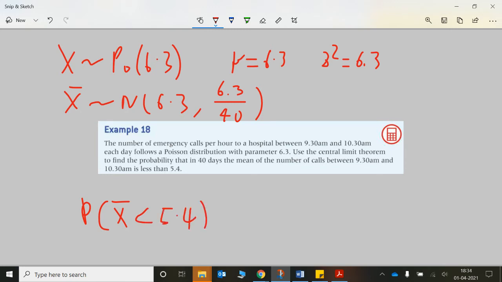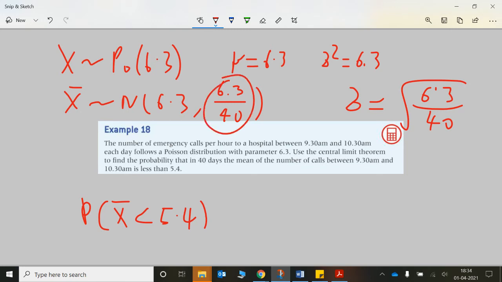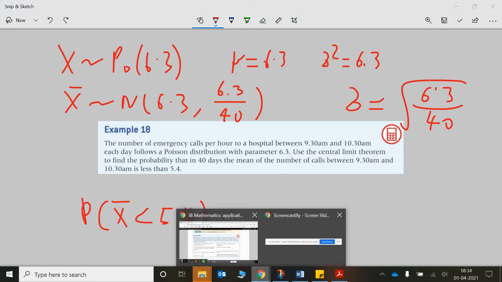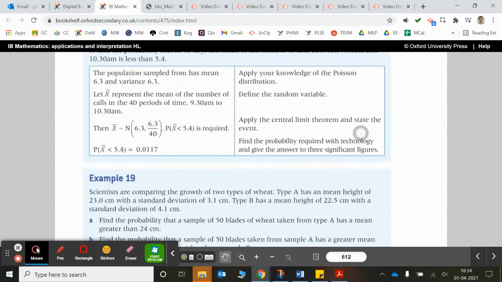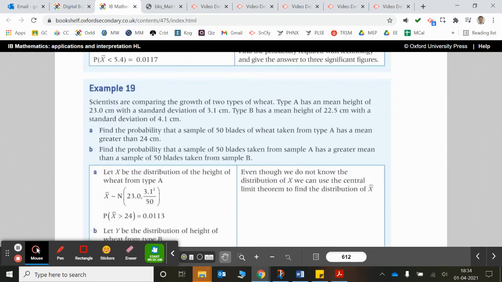Okay, now again, we can go straight to our calculator. We can go normal CDF. We can put in this information. Remember, of course, that sigma is going to be equal to 6.3 over 40 all square rooted, because this is sigma squared in this case. Okay, let's just check the answer to that one. So they're saying the answer is just over 1%, 0.0117 there. Okay, right, so let's do example 19 and we're done.